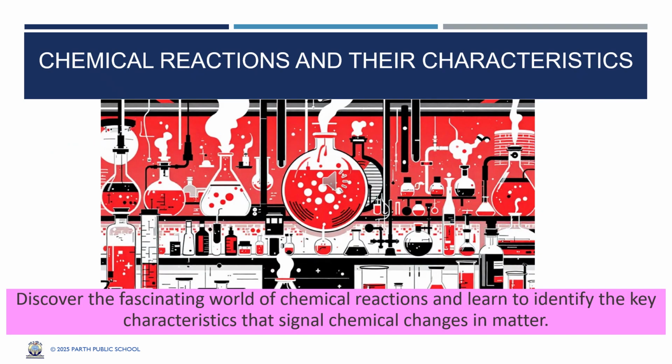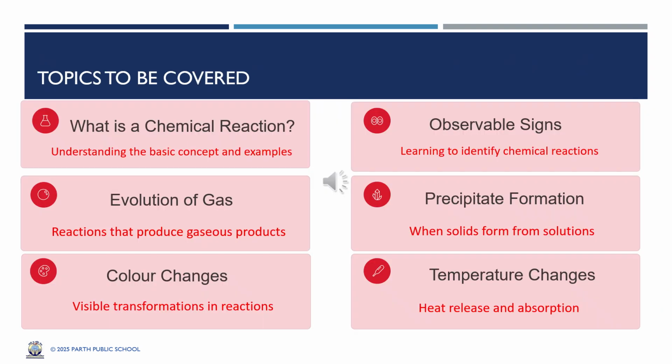Let's discover the fascinating world of chemical reactions and learn to identify the key characteristics that signal chemical changes in matter. In this video, we will discuss what is a chemical change, what are the observable signs of a chemical change, which includes evolution of gas, formation of precipitate, change in color, change in temperature and state. There will be an MCQ checkpoint and then it will be a time to recapitulate, and in the end there will be a self-assessment time.